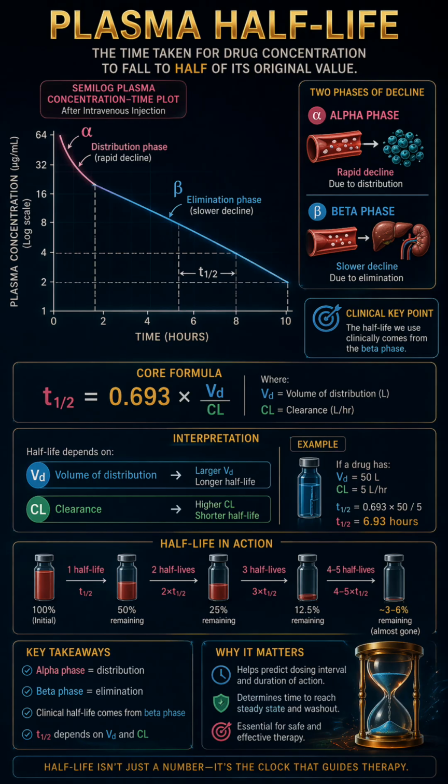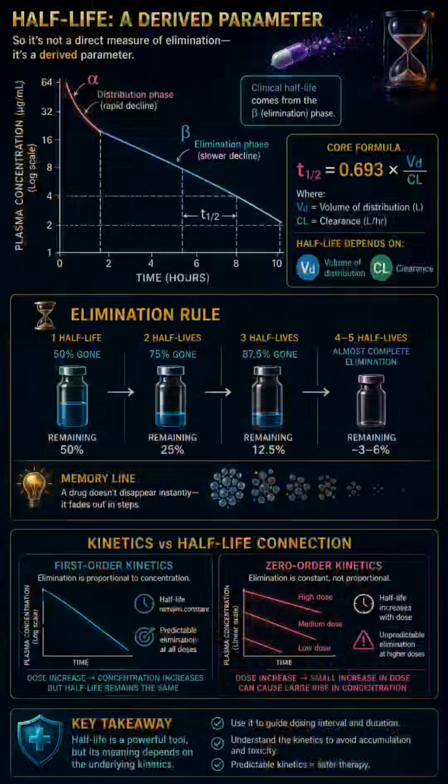The core formula is T half equals 0.693 times V divided by clearance. Now let's interpret this. Half-life depends on volume of distribution V and clearance CL. Here is the important insight: it's not a direct measure of elimination. It's a derived parameter. So there is some rule when it comes to elimination.